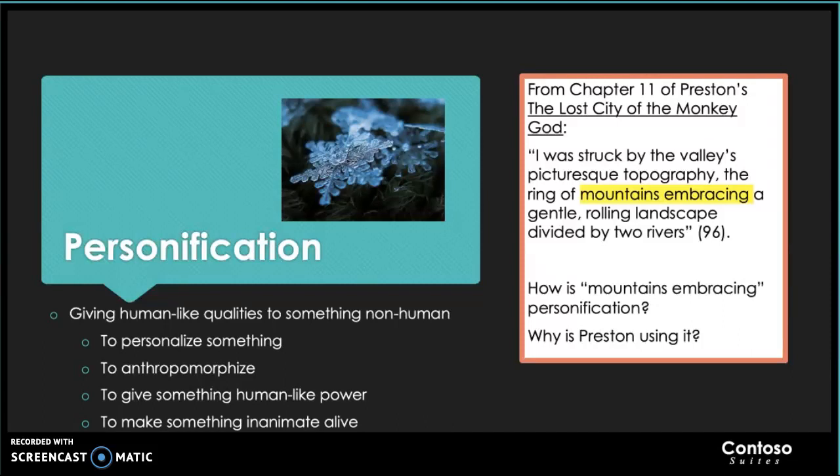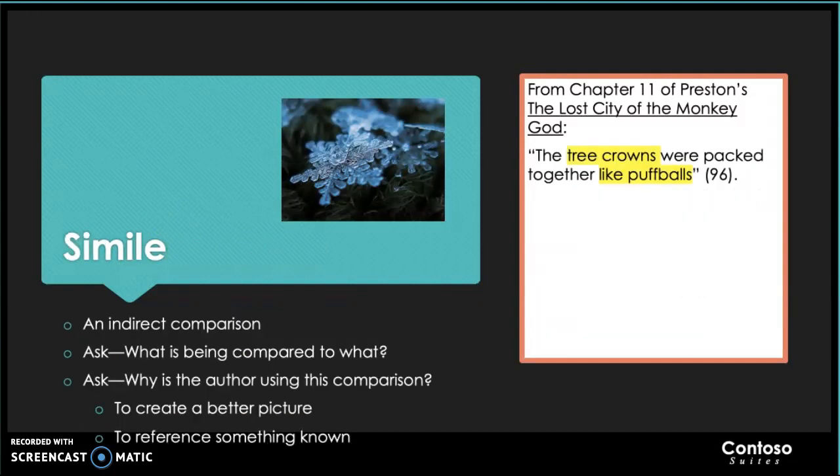Only people hug. But in this case, he wanted the mountains. He wanted you to visualize and experience the mountains embracing. So we do this a lot too. For example, I hurt my toe and I said, my toe is angry. Toes can't be angry. So I was personifying my toe, even though it's a part of a person, right? So personification gives human-like qualities to something that's not human.